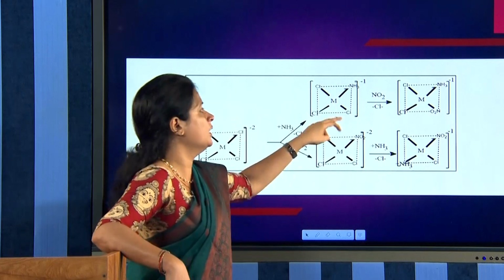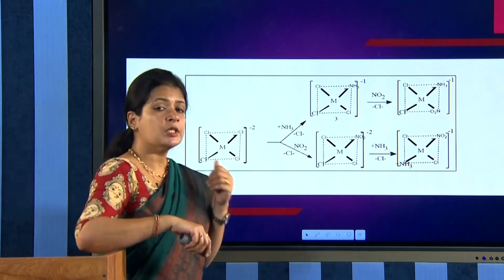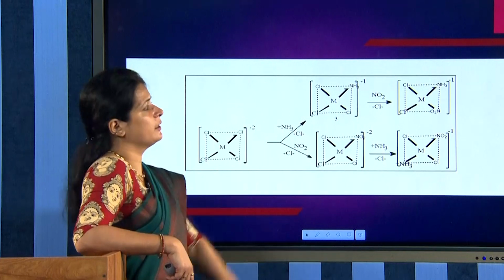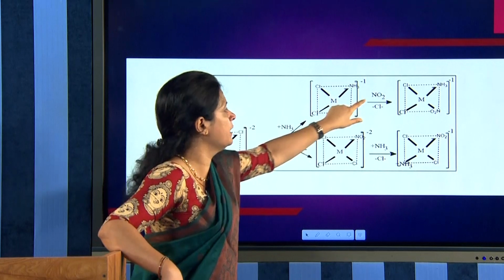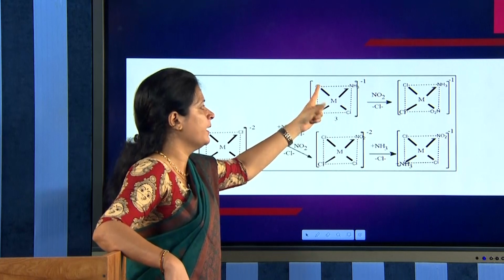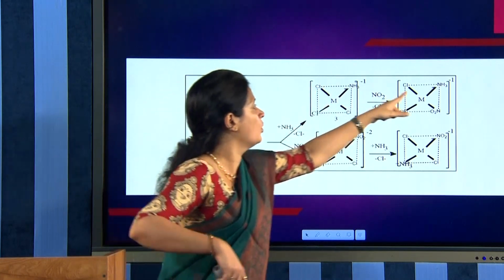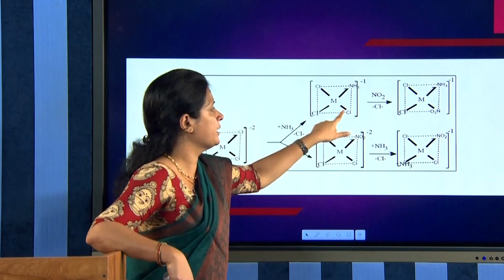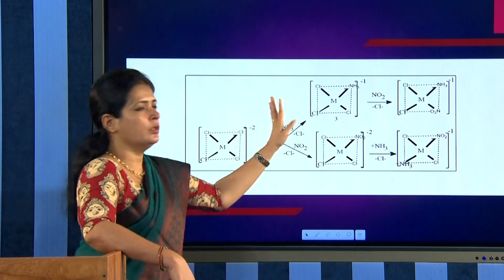trans-directing ability of the ligands already present. Which are the ligands present? It is ammonia and Cl minus, and which has the greater trans-directing ability? It is Cl minus having greater trans-directing ability. And now what happens? The incoming NO2 will be attached either here or here, trans to Cl minus. If it is attached here, I will get a product like this. If it is attached here also, it is the same product. NO2 can be attached here or here. Okay. So, this is the product.